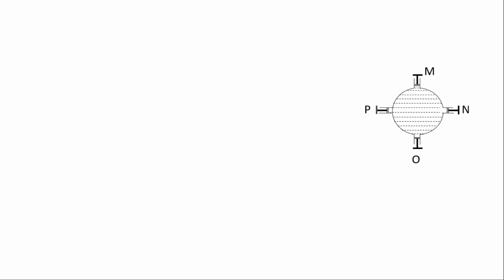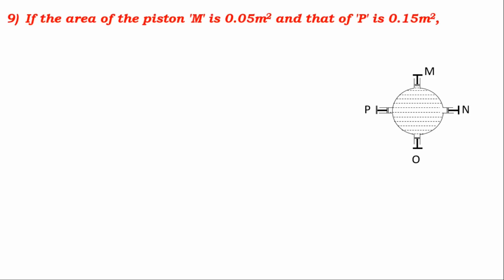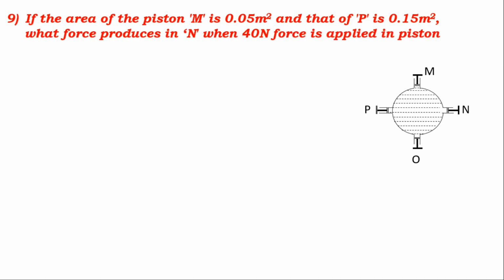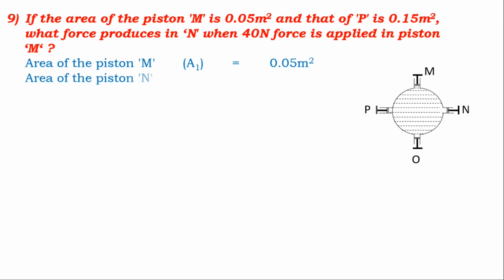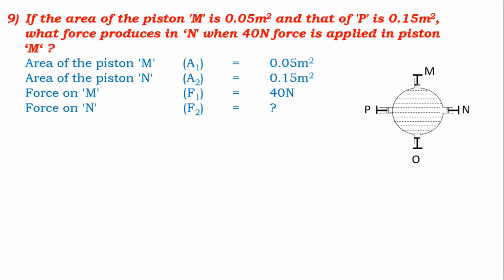It is related to this diagram, and the question is: if the area of piston M is 0.05 meter square and that of P is 0.15 meter square, what force is produced in N when a 40 Newton force is applied on piston M? This is a numerical problem. First we write the given: area of piston M, taken as A1, is 0.05 meter square. Area of piston N is denoted by A2 and it is 0.15 meter square. Force on M is F1, which is equal to 40 Newton, and force on N is F2, which we have to find.